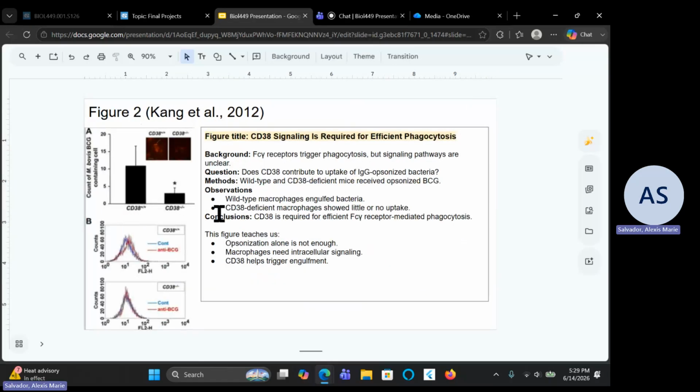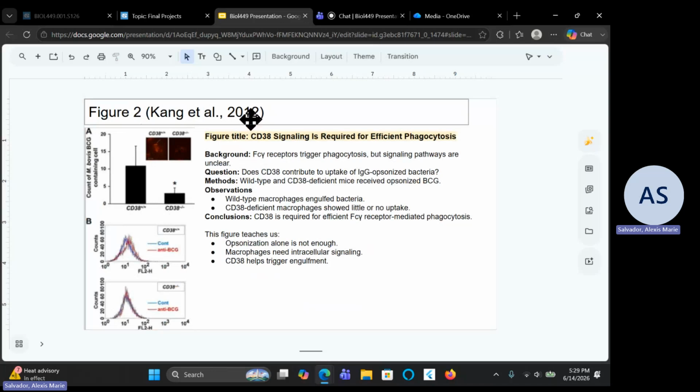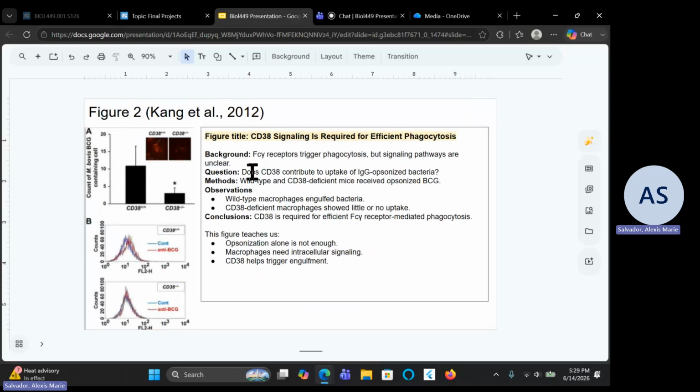And now we're going to look at figure 2 by Kang and others from the year 2012. The figure title is CD38 signaling is required for efficient phagocytosis. For the background, they looked at Fc gamma receptors triggering phagocytosis, but the signaling pathways are unclear. So does CD38 contribute to uptake of the IgG opsonized bacteria?